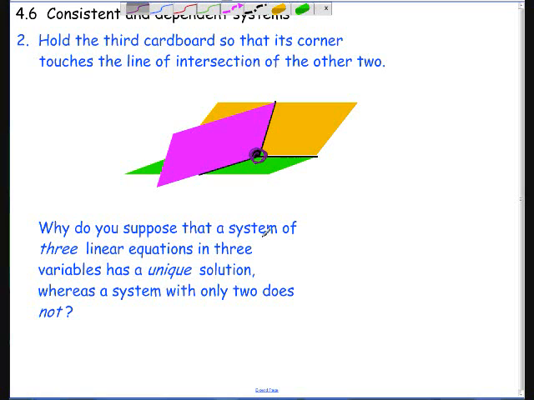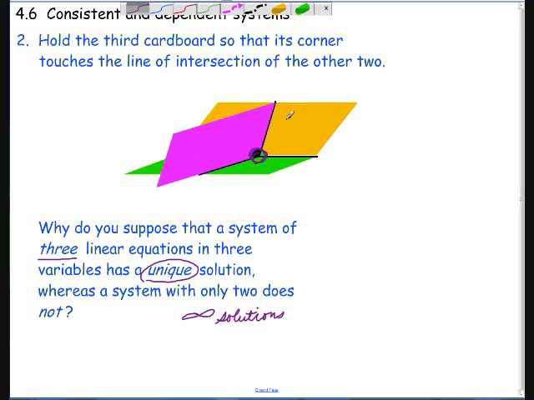Why do you suppose that a system of three linear equations in three variables has a unique solution, whereas a system with only two does not? Remember, a system with only two had an infinite number of solutions. Just looking at this, it kind of gives us the answer, doesn't it?